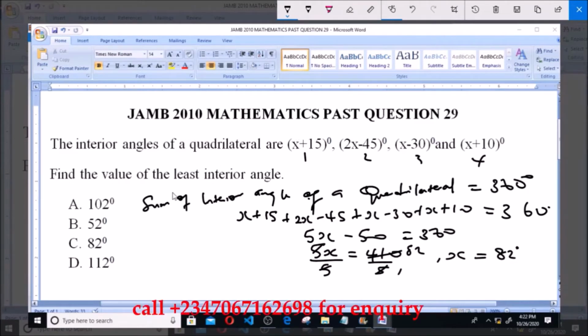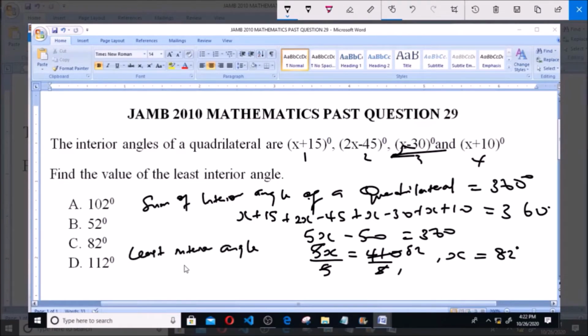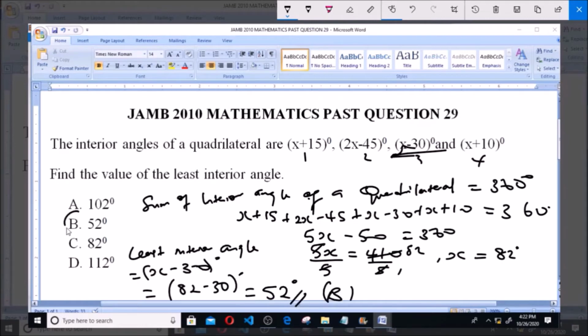Now we're asked to find the value of the least interior angle, and looking at this, the least interior angle here is x minus 30. The least interior angle is equal to x minus 30 degrees. So this is equal to 82 minus 30 degrees, and that is equal to 52 degrees, which is option B. So option B is the correct answer to this question. That is the least interior angle.